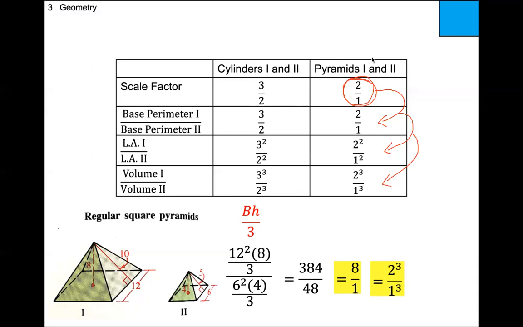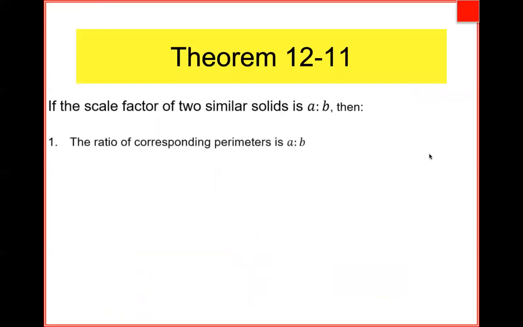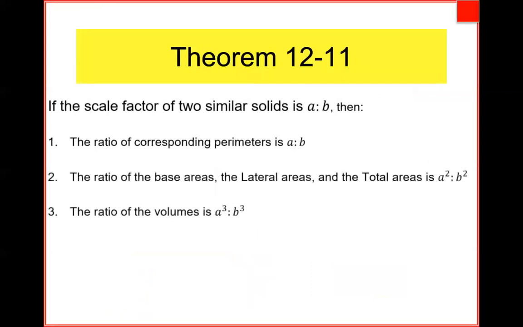Pretty convenient. You're going to see that tonight's homework is not very challenging, but we do need to write this down more formally, and this is theorem 1211. 1211 says 3 things. It says that if you know the scale factor of 2 similar solids, then the ratio of their perimeters is also the scale factor. The ratio of any area measurement of the 2 shapes will be the scale factor squared, and any measurement of their volumes will be the scale factor cubed. All right, I will pause so you can write this down.